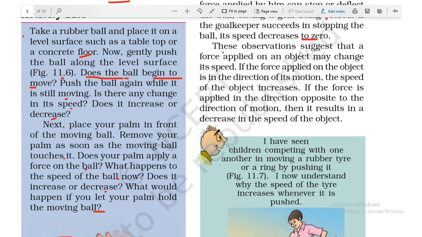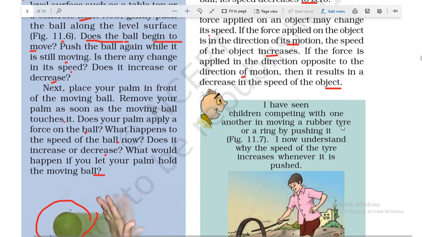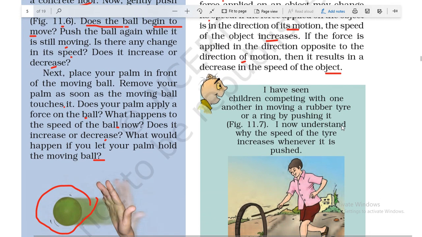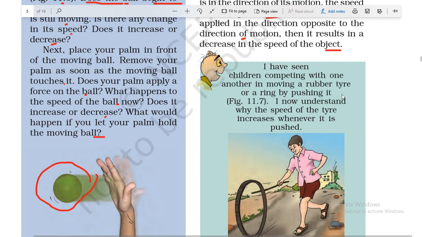These observations suggest that a force applied on an object may change its speed. If the force applied on the object is in the direction of the motion, the speed of the object increases, and if the force is applied opposite to the direction of motion, then it results in a decrease in the speed of the object. So you can see here these are the situations, and the result is given here.